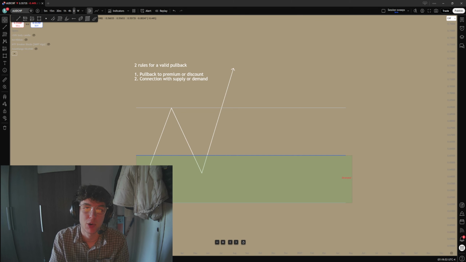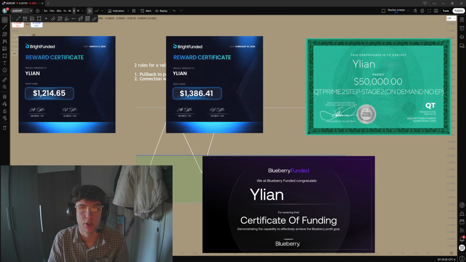Today, we're going to go over the full strategy that managed to get me my first payout and my first pass on my funded accounts. Let's get into it. Right now, I will show you guys some proof of my payouts and my funded accounts on the screen that I managed to get with this exact simple strategy that I'm going to teach you guys in this video.